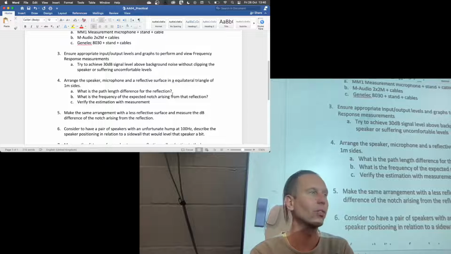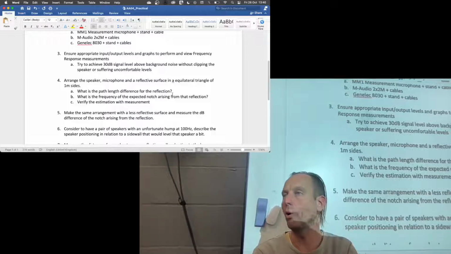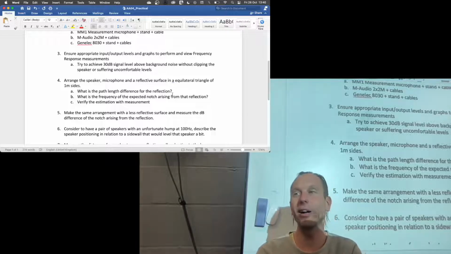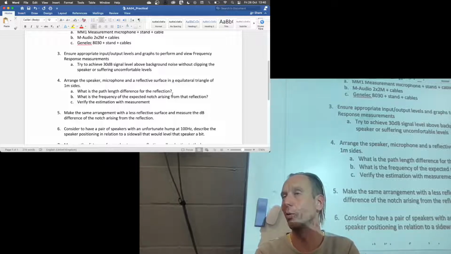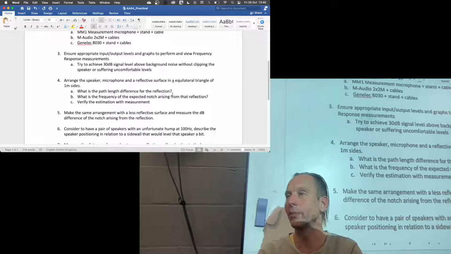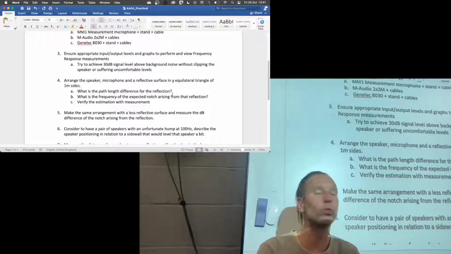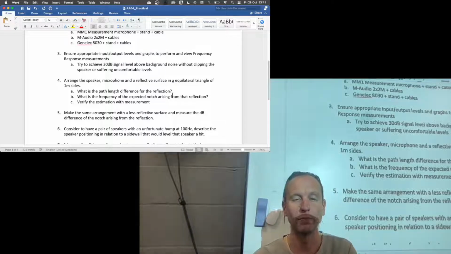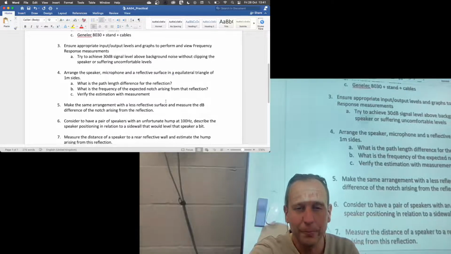Again, it's a ballpark thing. Just to see, first of all, how deep is the notch, and then to see how it is deeper or shallower, and by how much, with a different surface. That's something that will hopefully have some value for you once you consider treating your side reflections in a studio or at home. Okay, so a different surface.